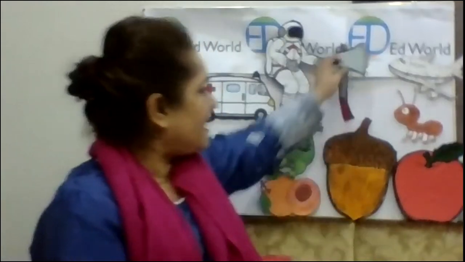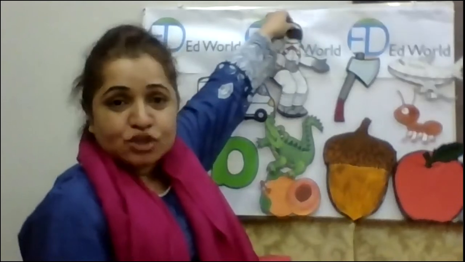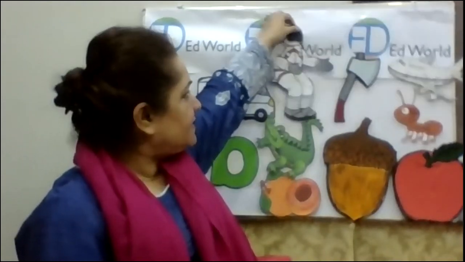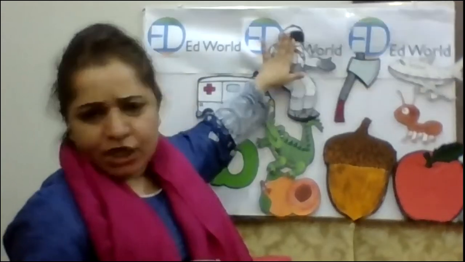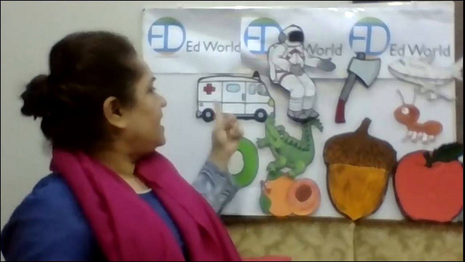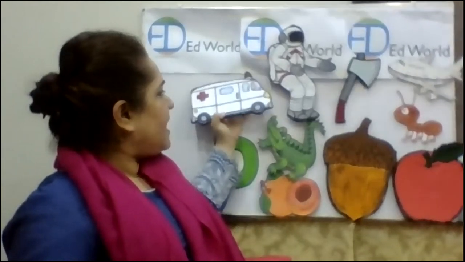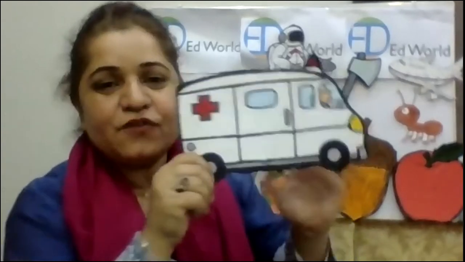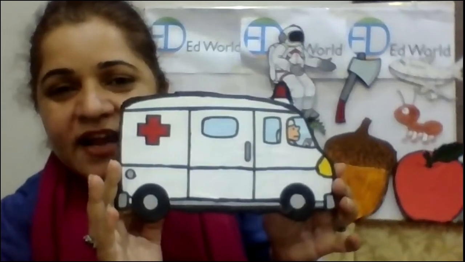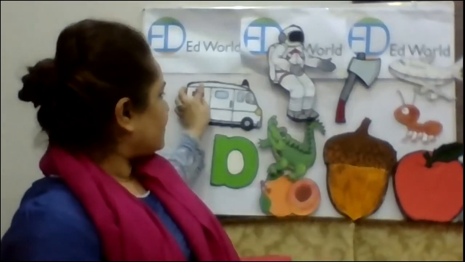Then ax. Yes. And then who wants to become an astronaut when you grow up? Is there somebody? Okay, you stay there. You don't want to come down, right? Okay, astronaut. And A is for, yes, ambulance. A is for ambulance. That is great, right?